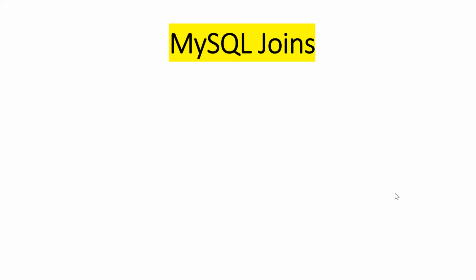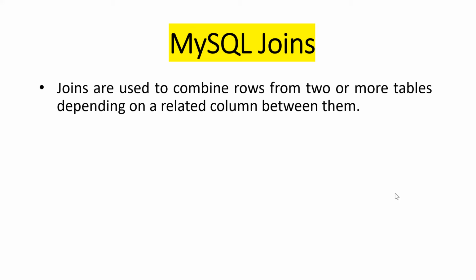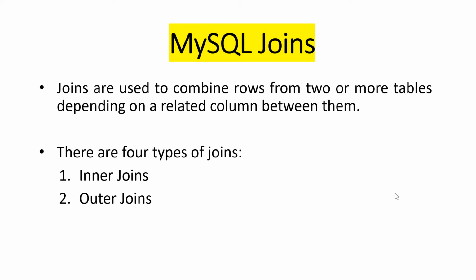So in this tutorial, I'm going to talk about MySQL joins. Joins are used to combine rows from two or more tables depending on the related column between them. There are four types of joins. We have inner joins, outer joins, natural joins, and cross joins.